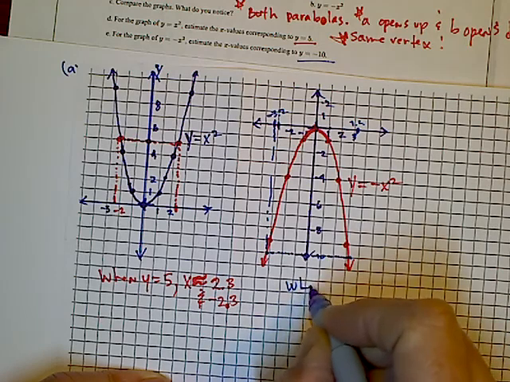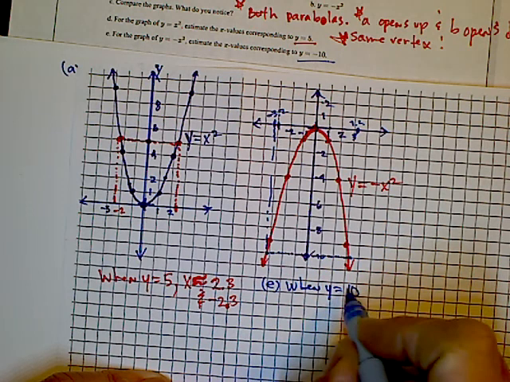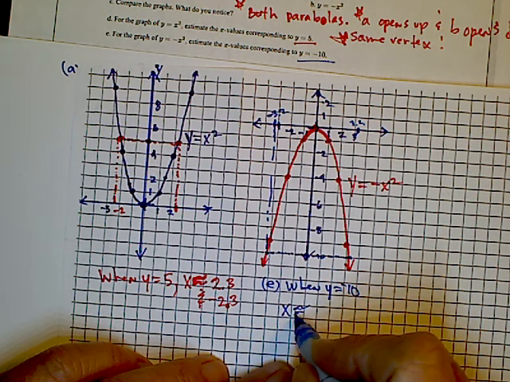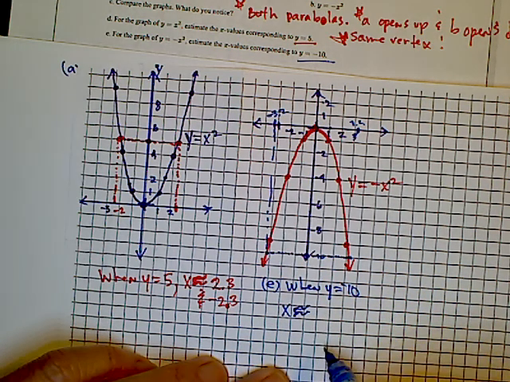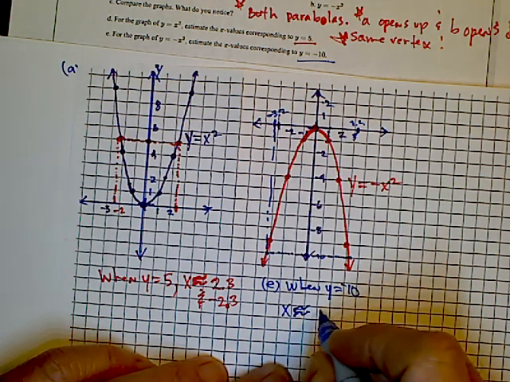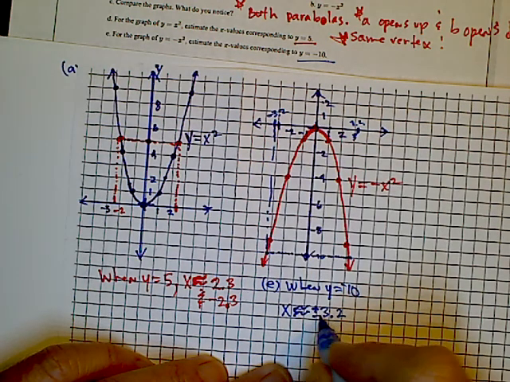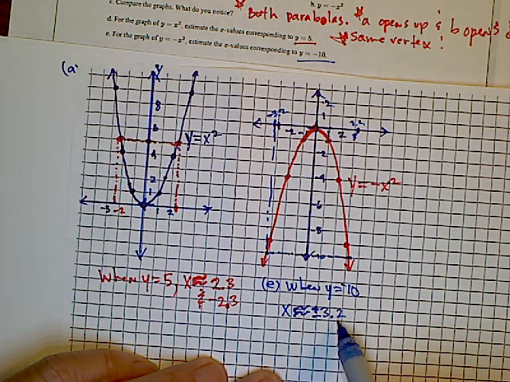So we would say, for E, when y equals 10, oh, excuse me, negative 10. When y equals negative 10, x is approximately, again I say approximate because I'm using my graph to approximate my value, so use the squiggly equals. You notice it's the same number, 3.2, but positive and negative. So you can write it in two different ways. You could say x is approximately 3.2 and negative 3.2, writing it twice, or you could say x is approximately positive or negative 3.2.